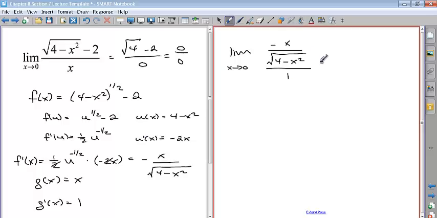So now if we plug in 0, you'll notice we do not get an indeterminate result. We get negative 0 divided by the square root of 4 minus 0 squared, divided by 1. So you get negative 0 divided by 2 divided by 1, which is going to be 0 ultimately. So the limit is 0.